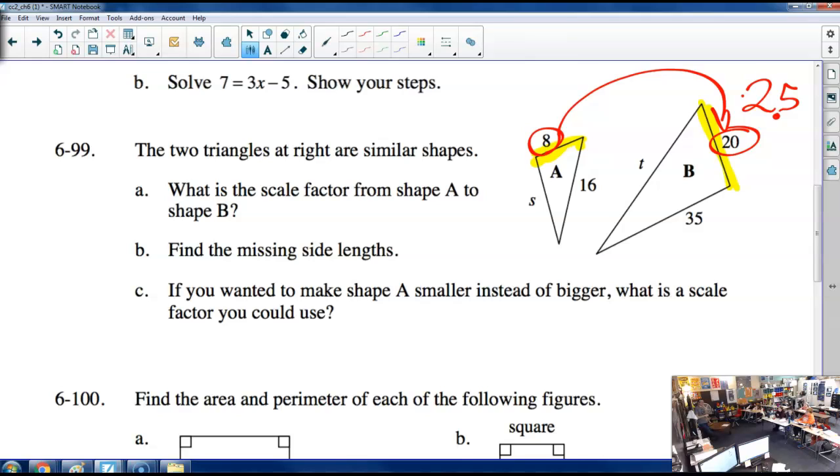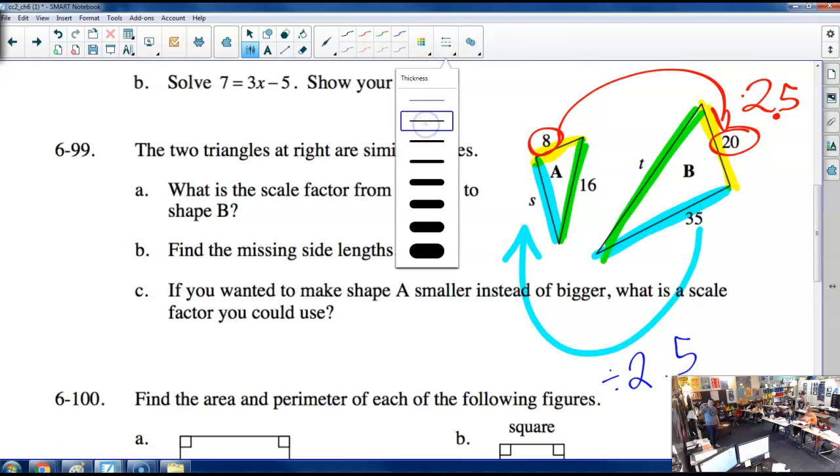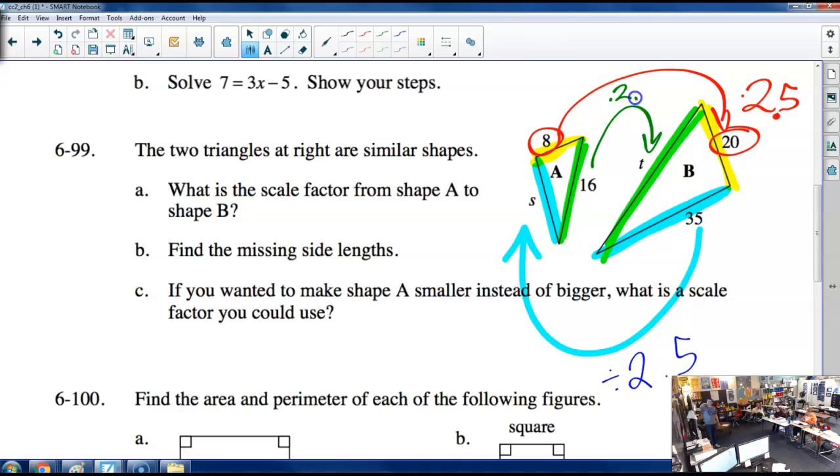So then you can multiply. Now here's the tricky part. Divide 35 by 2.5. The other way you could solve this is if S matches T, this is impossible, but S matches the 35. The 16 matches the T. So if I want to go this way, Meredith is already telling us we need to divide because we're getting smaller. So we would divide by 2.5, versus if I'm going this way, we multiply by 2.5. Oh, right. Never mind. Okay.